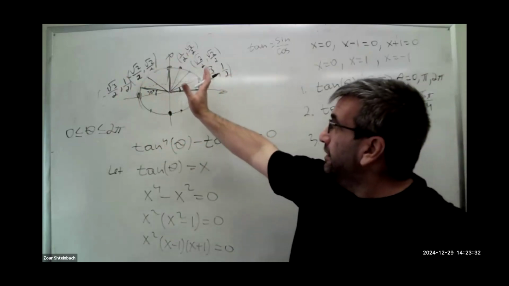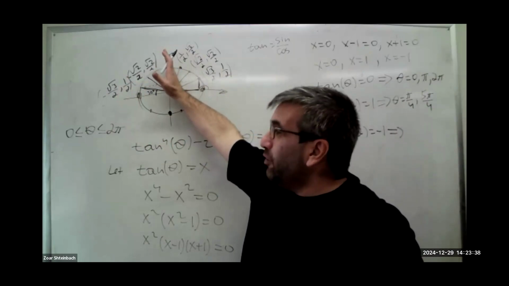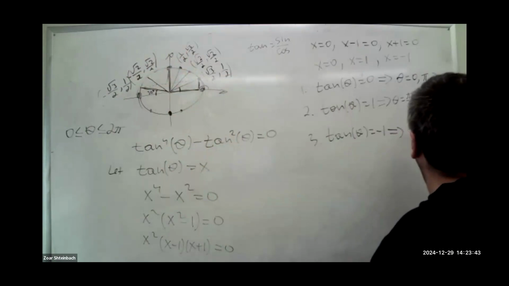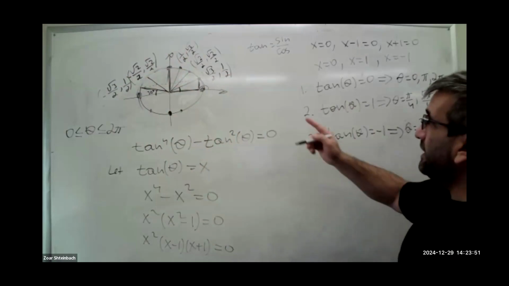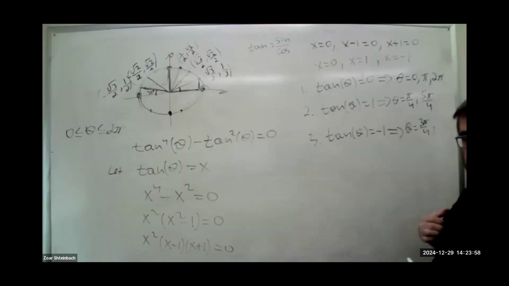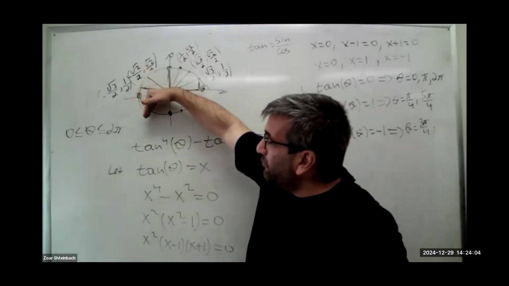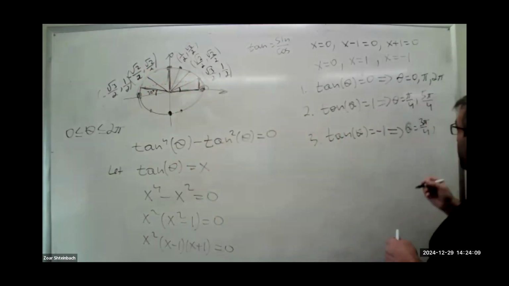That is 3 pi over 4. So theta equals 3 pi over 4. And where else? In the fourth quadrant, 315 degrees: 3 pi over 4, 4 pi over 4, 5 pi over 4, 6 pi over 4, 7 pi over 4.